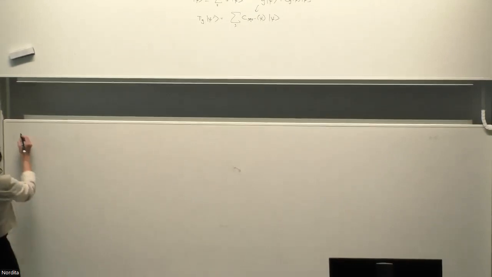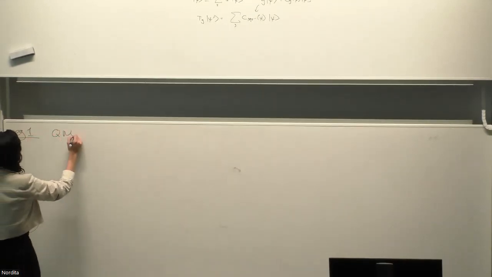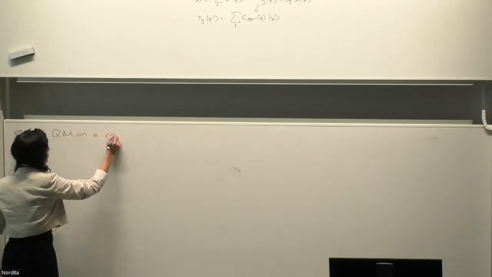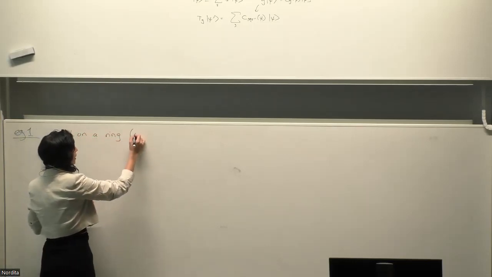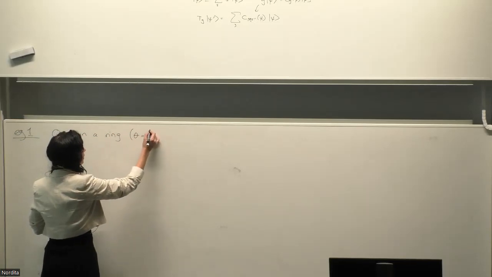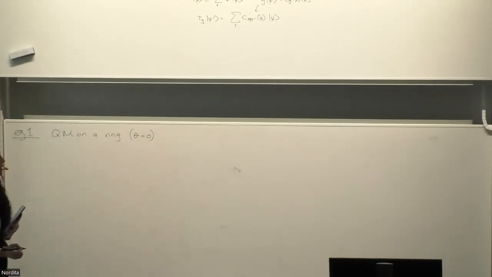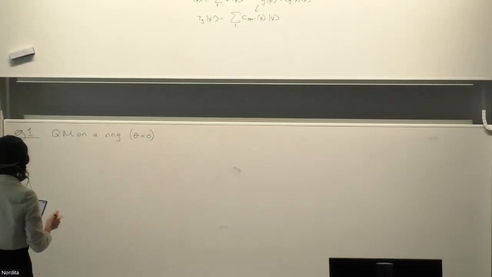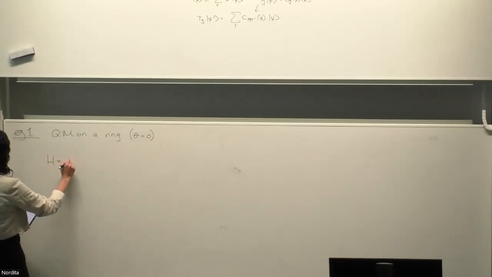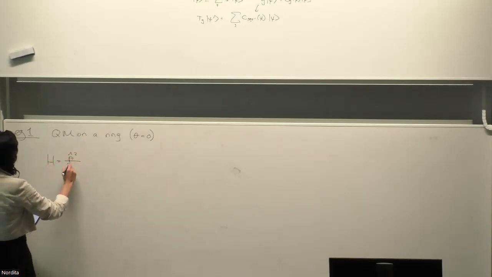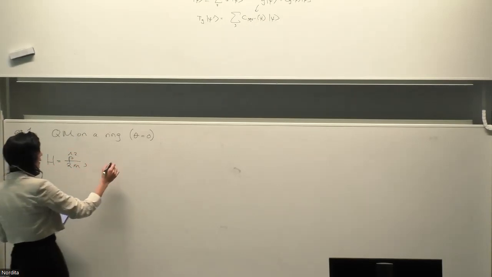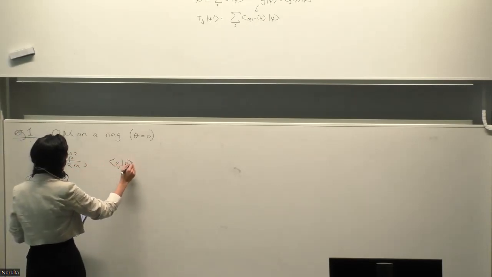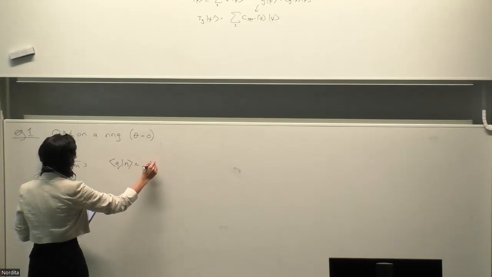Okay, so example number 1 is quantum mechanics on a ring. I'm going to take the case of no magnetic flux going through the ring, theta equals 0. But this also applies without qualitative difference to theta equals pi. So here we have a Hamiltonian, just p squared on 2m. The eigenstates in the position basis go something like that.